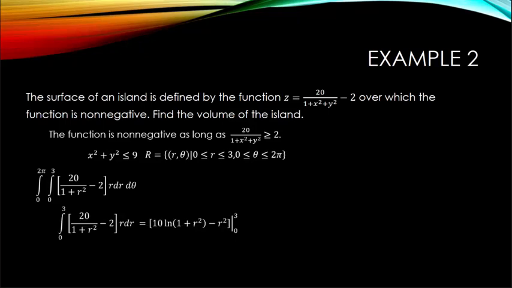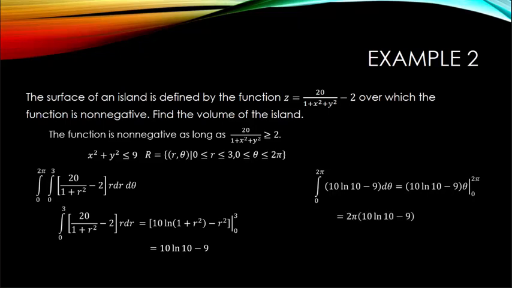The innermost integral is the integral from 0 to 3 of the quantity 20 over 1 plus r squared minus 2 r dr. This integrates to 10 times the natural log of 1 plus r squared minus r squared, evaluated from 0 to 3. I plug in those limits of integration and I get 10 times the natural log of 10 minus 9. This goes into my outer integral and I get the integral from 0 to 2 pi of 10 times the natural log of 10 minus 9 d theta. I integrate that and get 10 natural log of 10 minus 9 all times theta, evaluated from 0 to 2 pi. I get 2 pi times the quantity 10 natural log of 10 minus 9.